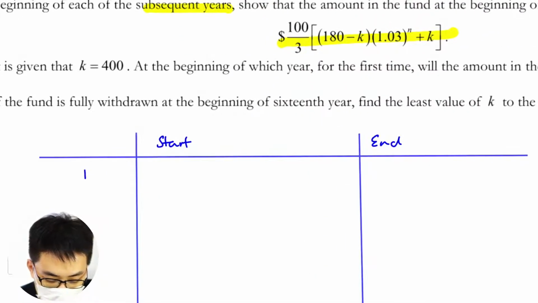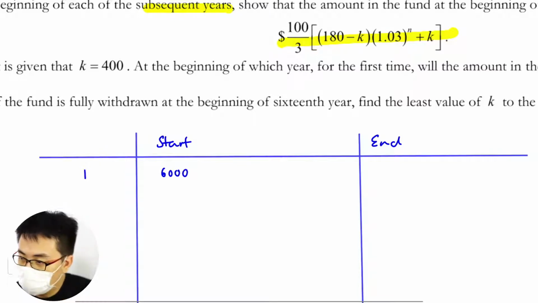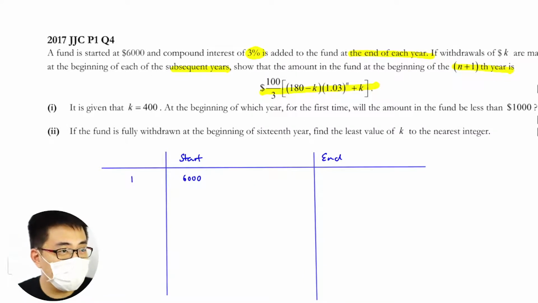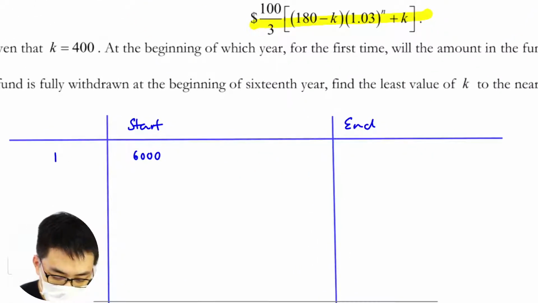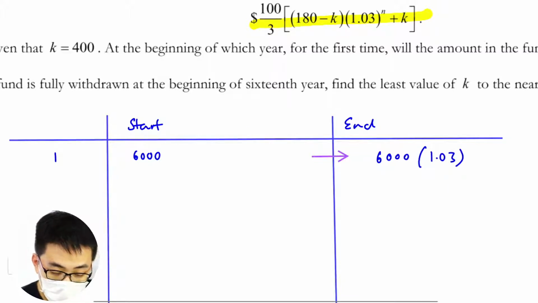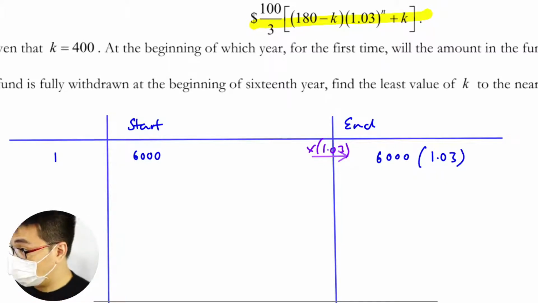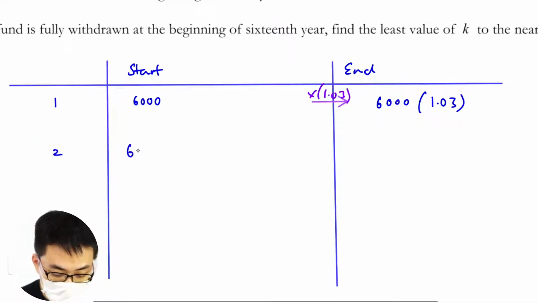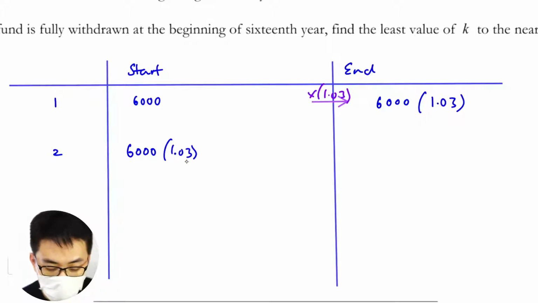So the start is 6,000, right? At the end, there will be a 3% compound interest. Usually banks don't give compound interest, they just give simple interest. So 6,000 will be multiplied by 1.03. Then the subsequent year, what happened? You want to withdraw. Yes, so 6,000 times 1.03 minus K.